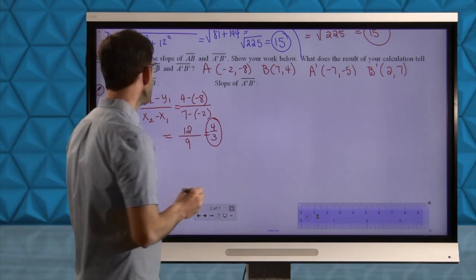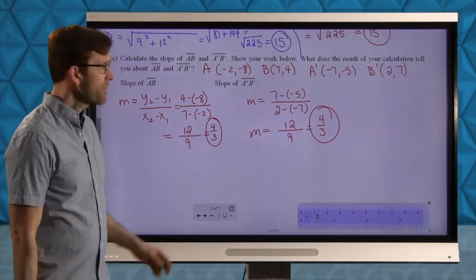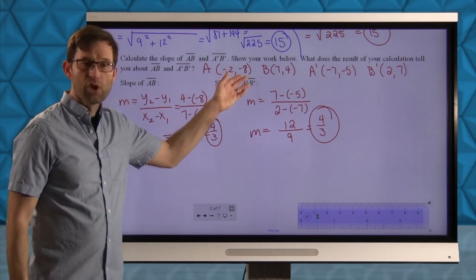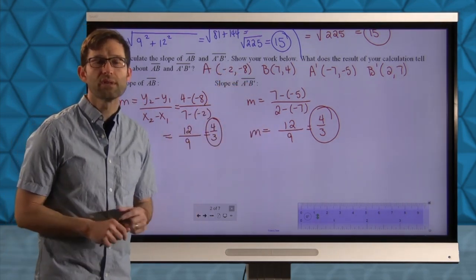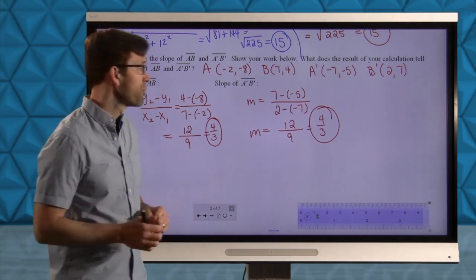Let's take a look at A prime, B prime. For that, we're going to have 7 minus negative 5 in the numerator and 2 minus negative 7 in the denominator. 7 minus negative 5 is positive 12. 2 minus negative 7 is positive 9, reducing, and we get 4/3. So the fact that the slope of AB is 4/3 and the slope of A prime, B prime is 4/3, what does it tell you about the two line segments? Well, it tells you that they're parallel.